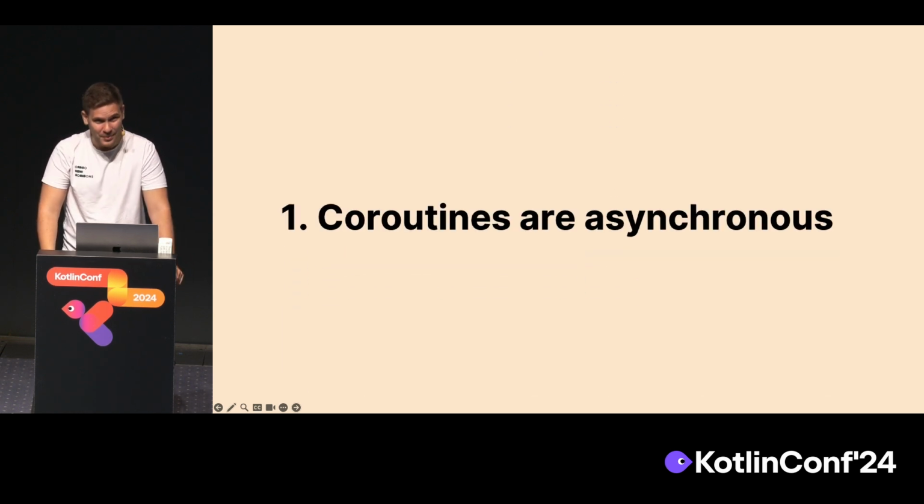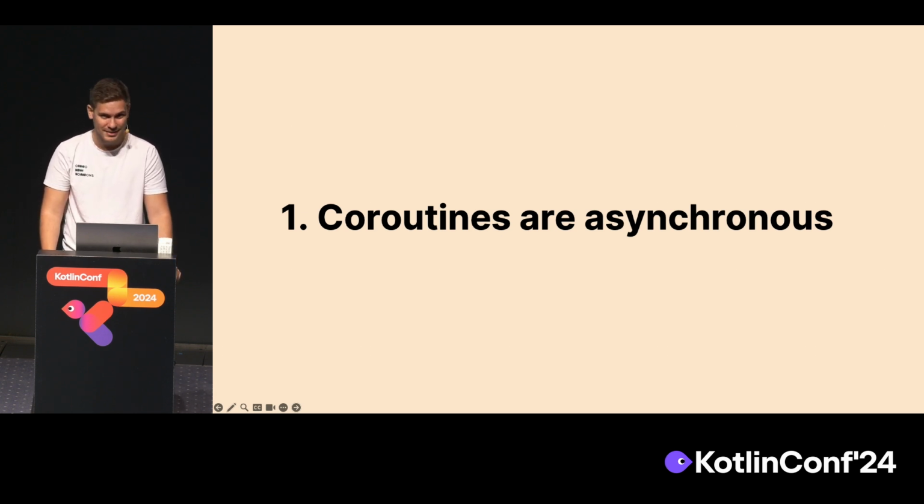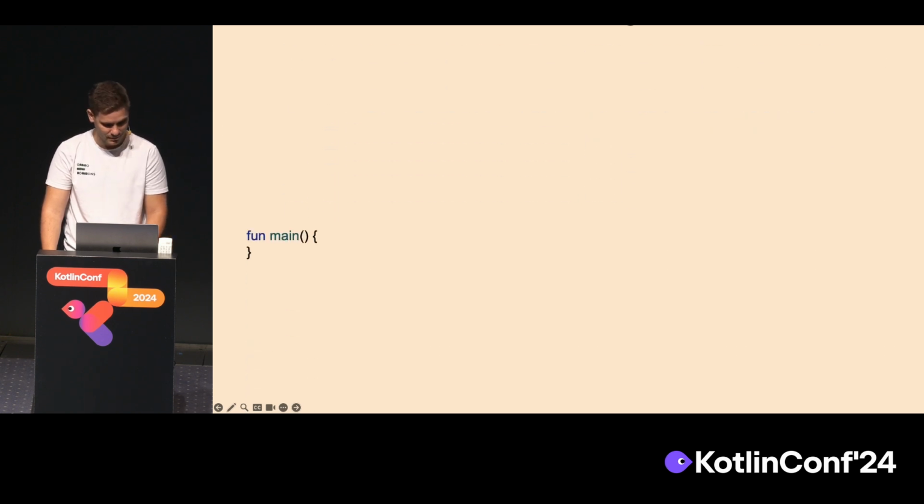So, first of all, why coroutines are hard to debug is that coroutines are asynchronous, which means they are not executed sequentially, unlike ordinary functions. Asynchronous code is generally harder to understand. It is even harder to debug. Moreover, it makes the debugger itself confused. Let me show you why on a small example.